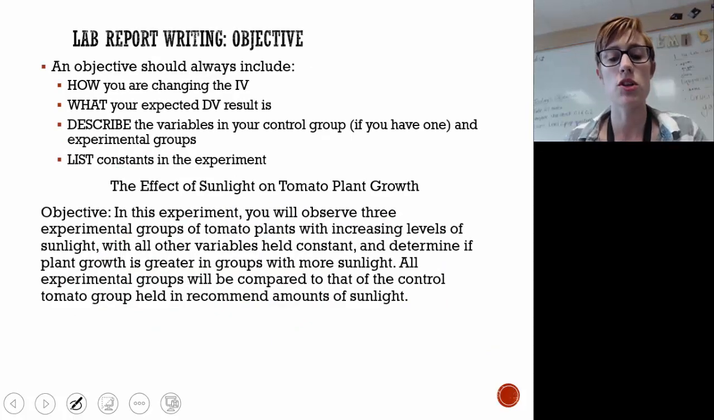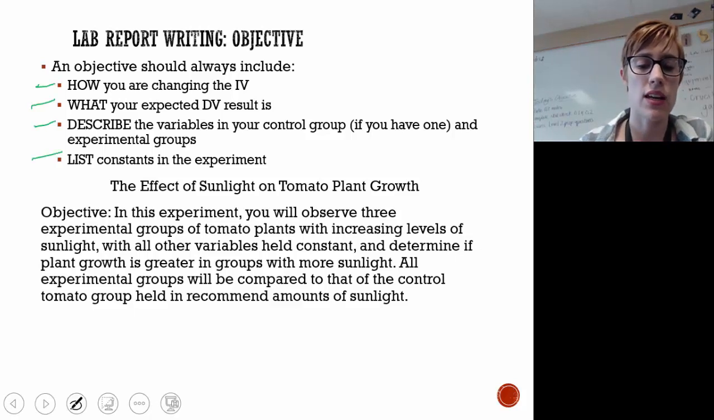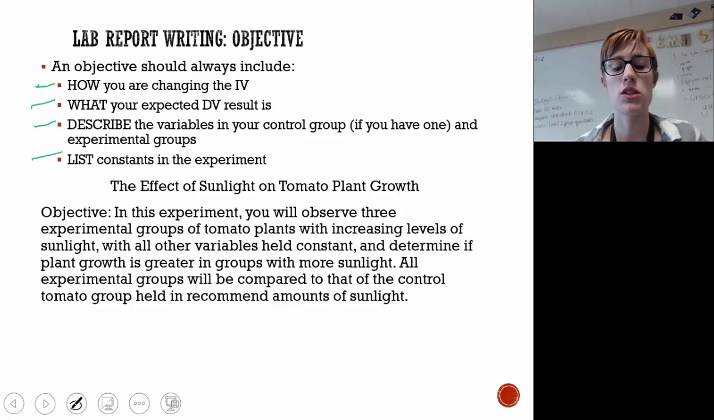The last thing I want to show you is how to write an objective for your lab. An objective is essentially writing down the specifics of your lab in 1 or 2 sentences, okay? So these are the things you have to have in an objective. And when we do labs, I will have you write objectives for some of the labs to practice this. The first thing you should always include is how you're going to change the IV. So for example, you would have to say something like, I will change the light color to green and red.